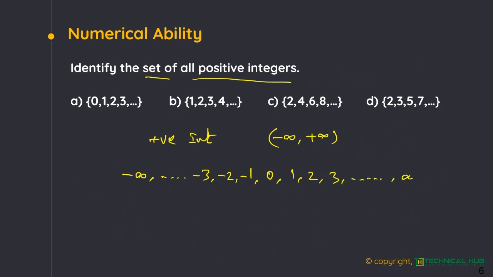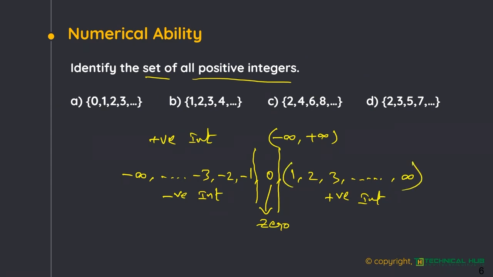Now, minus infinity to minus 1, these are negative integers. And 1 to infinity, these are positive integers. And this one is 0. 0 does not come under negative integers and does not come under positive integers. Now the question is to identify the set of all positive integers. Positive integers means from 1 to infinity, so option B is the right answer.